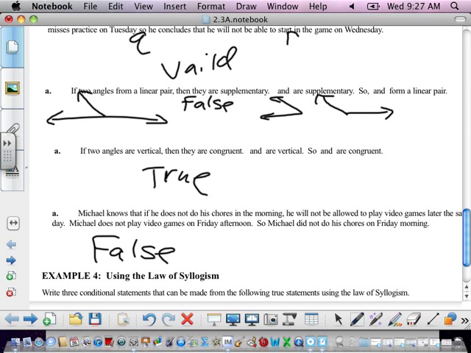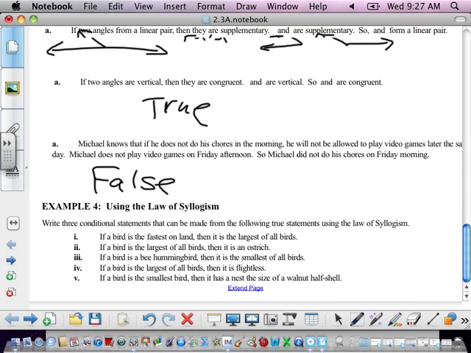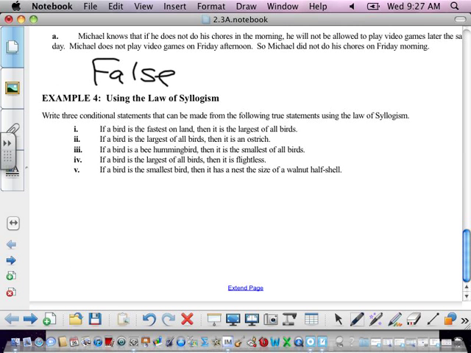Okay? So those are all what we call the law of detachment. If the hypothesis is true, then the conclusion needs to be true. Okay, now we're going to look at the law of syllogism. Syllogism, it's a very funny word. The law of syllogism says if the hypothesis goes to the conclusion, and then the conclusion becomes the hypothesis, and it goes to another conclusion, we can say the original hypothesis goes with the new conclusion.